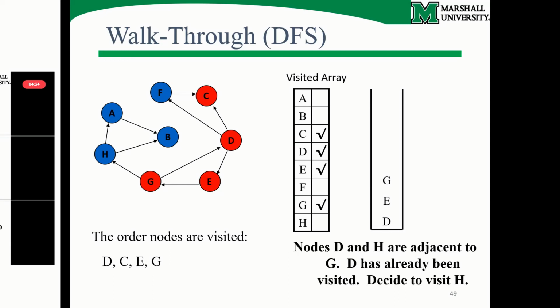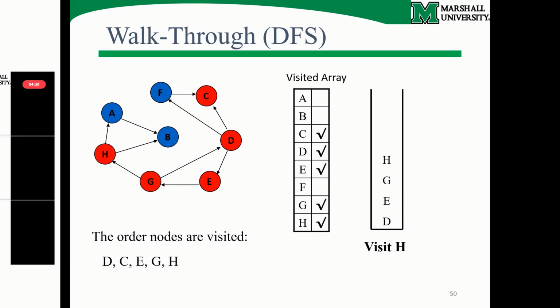Next, we will put H in the stack. Similarly, we will go through all the unvisited neighbors of H. First, we will start with A. Here, A has an unvisited neighbor B. We will go to the B.